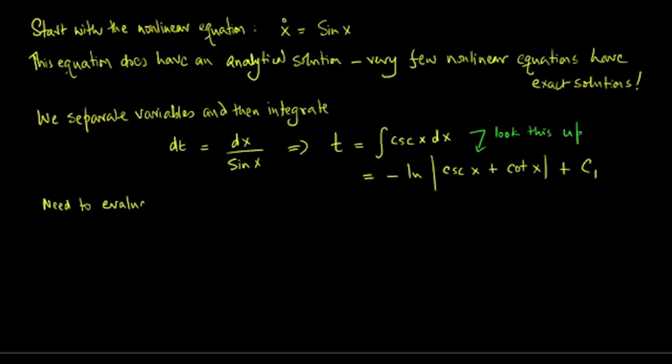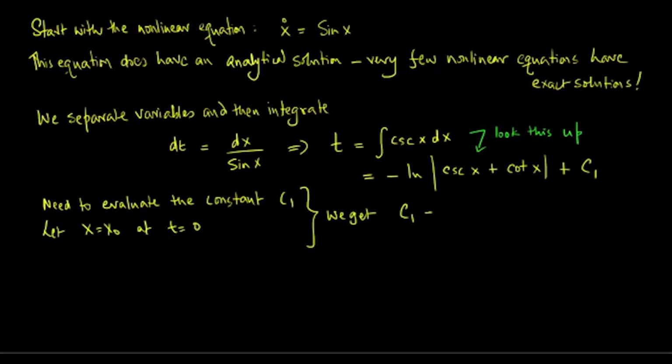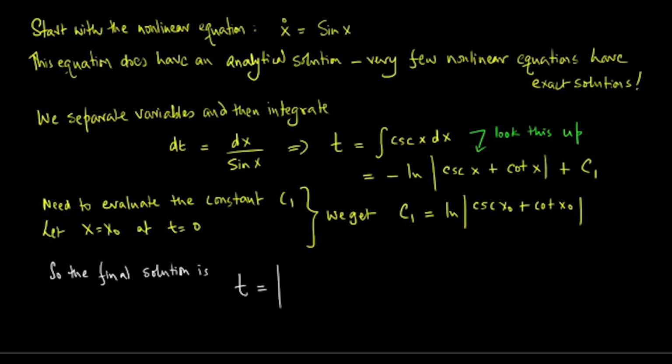We need to evaluate the constant c1. So we let x is equal to x naught at t is equal to 0, and we get c1 is equal to the log of cosecant of x naught plus cotangent of x naught. So the final solution turns out to be t is equal to the log of the cosecant of x naught plus the cotangent of x naught divided by the cosecant of x plus the cotangent of x.